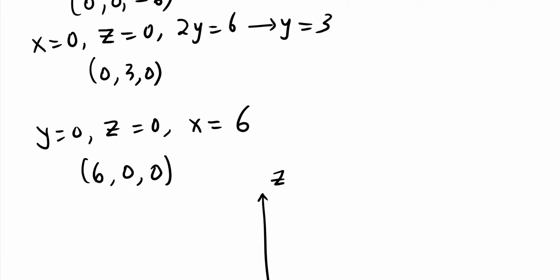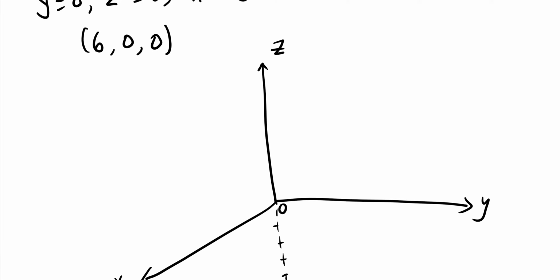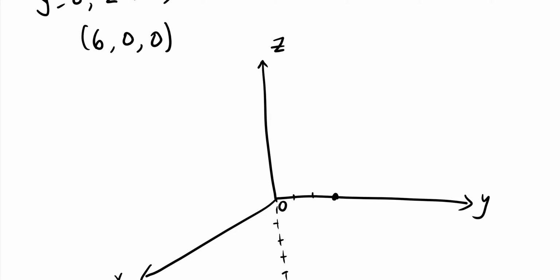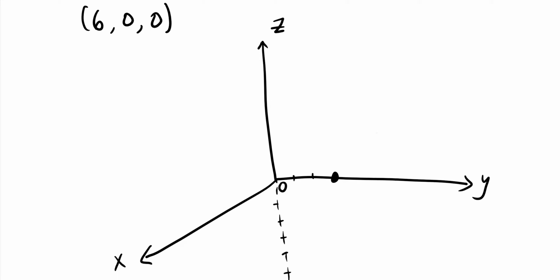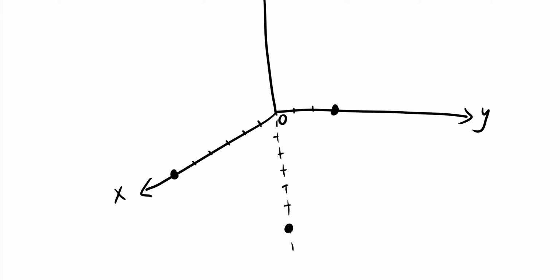The next point was 0, 3, 0. So on the y axis it is 3. 1, 2, and 3. And the last one was 6, 0, 0. 1, 2, 3, 4, 5, 6. The graph would look like this. This is actually not a triangle, as you can see. That's called a plane.